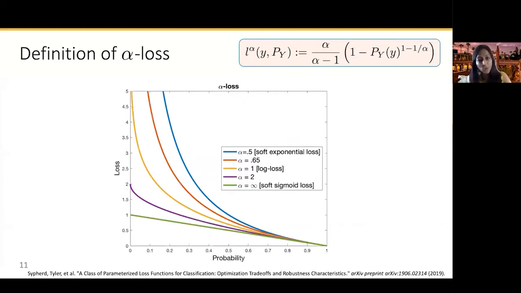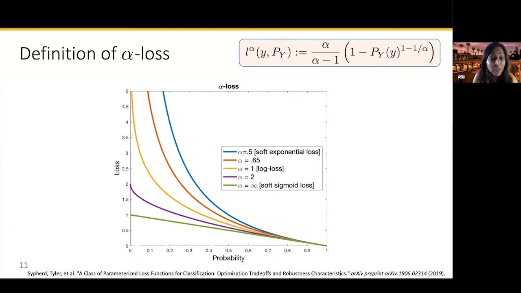Let's look at a pictorial view of this. Right? So on the x-axis is the probability of y. On the y-axis is the loss values. Okay? So alpha equals infinity, you get the straight line, alpha becoming smaller and smaller. What you see is that for alpha equals 2, you're sort of capping off at about 2, right?